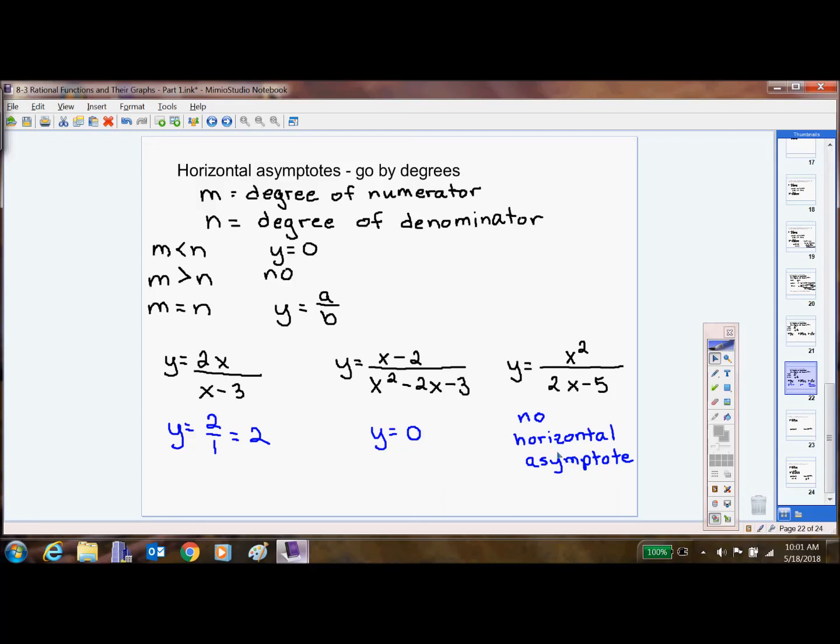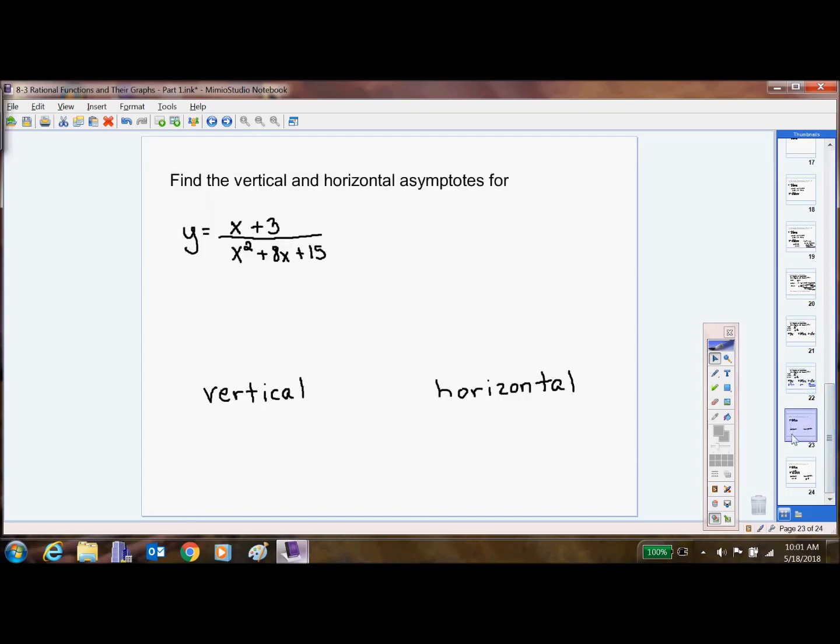And then the last thing for us to work through is not on your paper, but here's one more to think through. Okay. So on this one, vertical asymptotes, factor your denominator. Horizontal asymptote, we can take the degrees. So let's think horizontal first with the degrees. Degree 1, degree 2, horizontal asymptote would be what? 0, according to the rules, right?